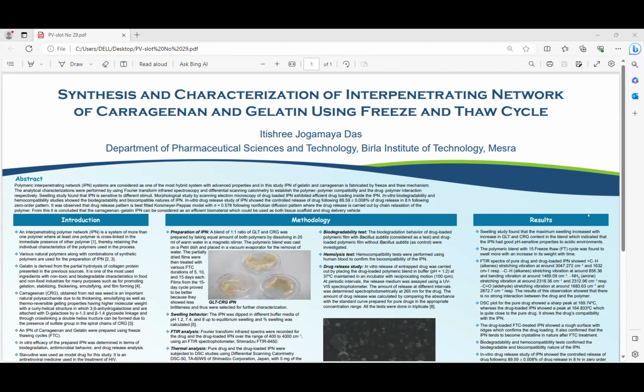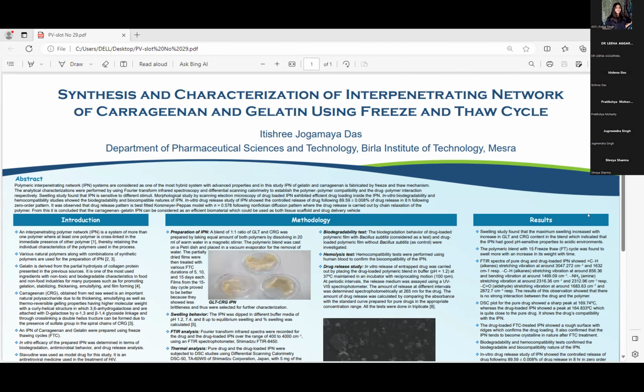I'm a PhD scholar from Birla Institute of Technology, Mesra, and I'm working under the supervision of Dr. Trishna Bal. So today I'm going to present a poster based on the synthesis and characterization of an interpenetrating network of carrageenan and gelatin using freeze and thaw cycle. I have prepared an interpenetrating network of two polymers, carrageenan and gelatin.